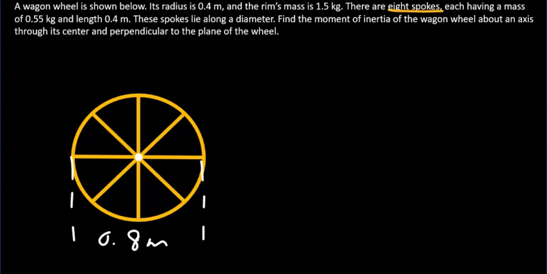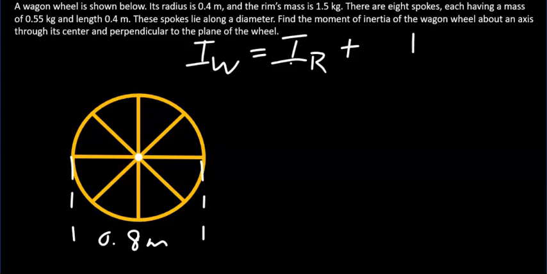What you want to find is the moment of inertia of this wagon wheel about that axis. So that axis goes through the center of the wheel and perpendicular to the plane of the wheel. So let's start the calculation. The moment of inertia of this whole wheel has 2 contributions. The first one is the moment of inertia of that rim, and the second is the contribution from all the spokes. We have to sum them individually.